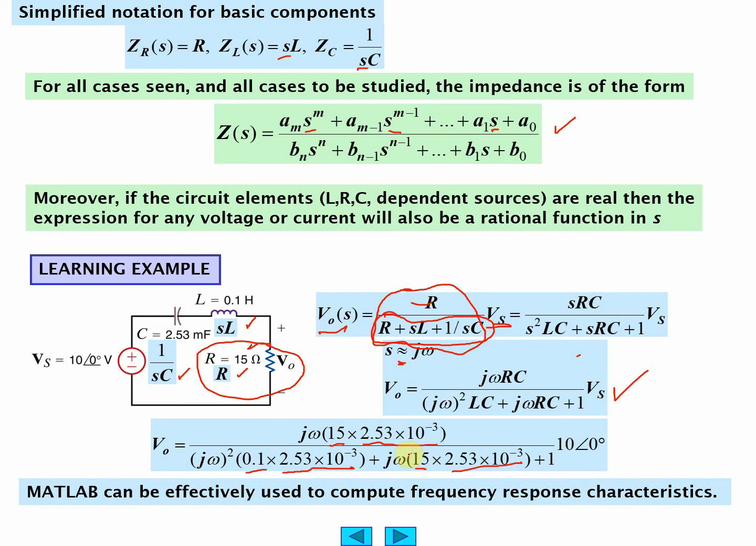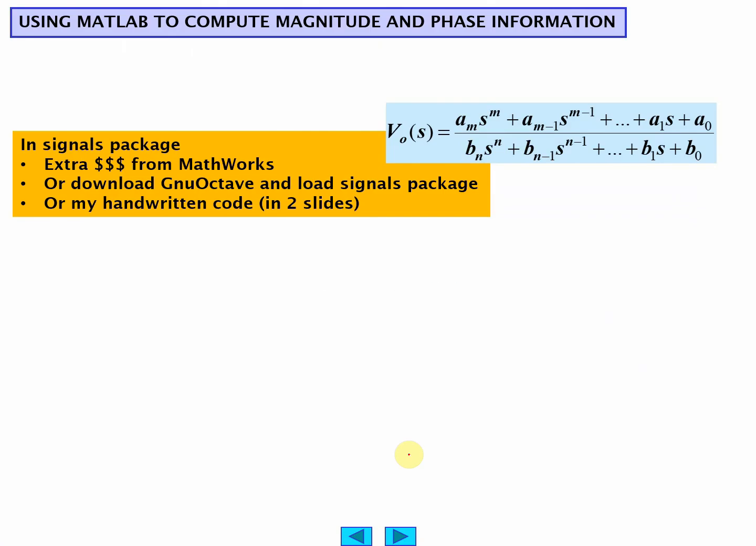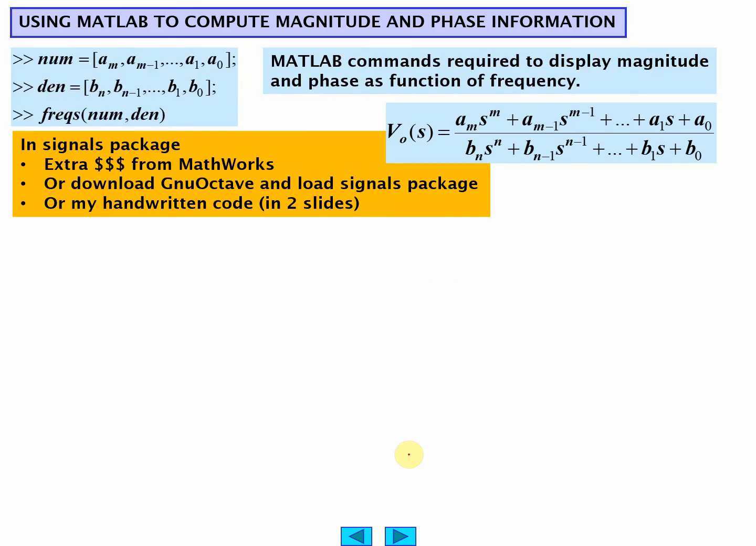Now, we can use MATLAB. So you can use what's called the freqs function in MATLAB. And there's the freqs function. It's in the signals toolbox, excuse me. It'll cost you money from MathWorks. GNU Octave, remember, is the open source MATLAB lookalike, and you can download the signals package for free.